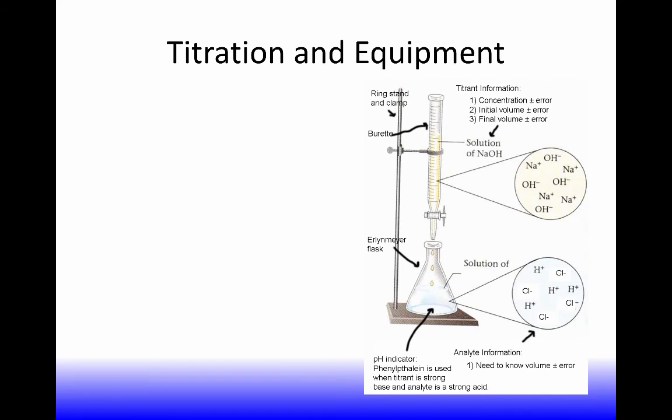Now here's what titration equipment looks like. Okay, so you've got a ring stand with a clamp. This long glass tube with a stopcock is a burette. Down at the bottom, you've got an Erlenmeyer flask. The Erlenmeyer flask contains the analyte. Analyte is the solution that we're trying to analyze and find out what its concentration is.